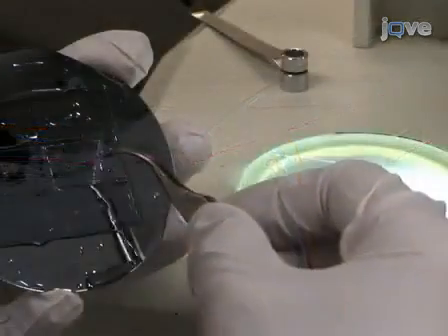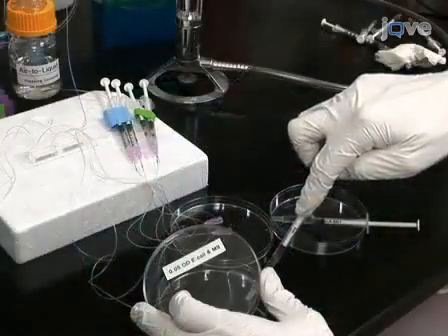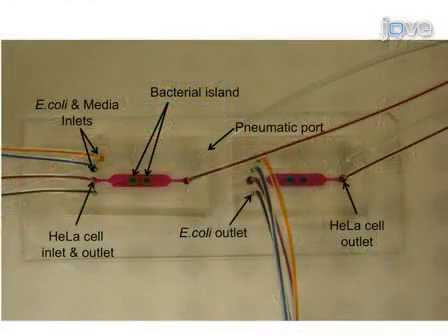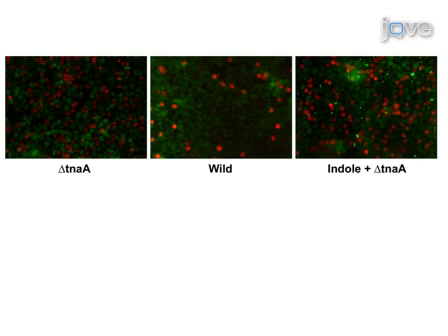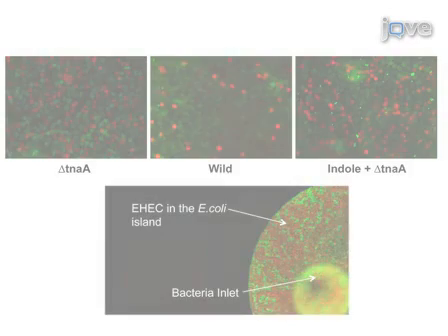The co-culture model is demonstrated by developing a commensal E. coli biofilm among HeLa cells, followed by introduction of enterohemorrhagic E. coli, or EHEC, into the commensal island in a sequence that mimics the sequence of events in GI tract infection. The resulting extent of epithelial cell colonization by EHEC is visualized using fluorescence microscopy.